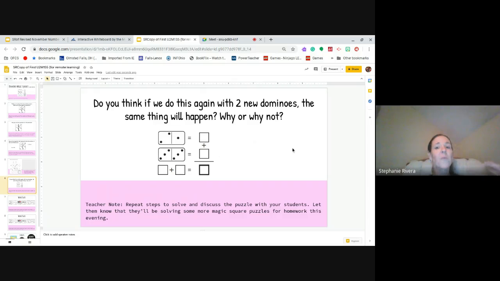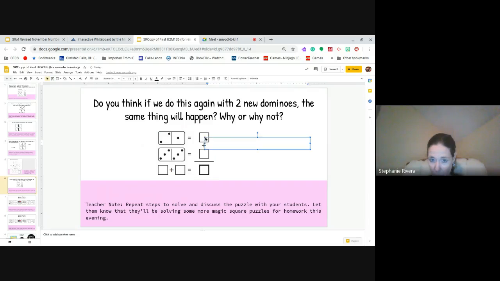Now, do you think if we do this again with 2 different dominoes, the same thing will happen? Well, let's try it one more time, right? If I have 2 plus 1, what's my answer here? You're right. I have 3. We're going to move our 3 right in there.